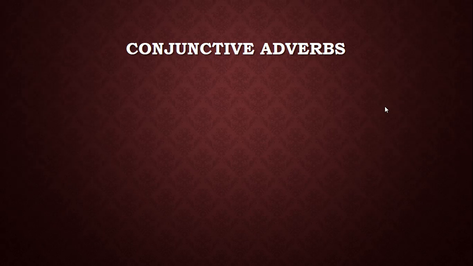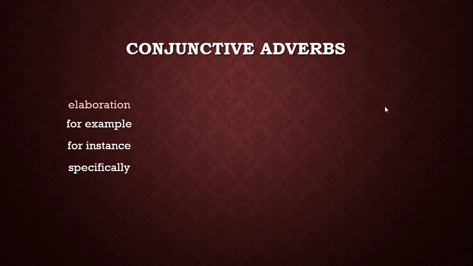Conjunctive adverbs that you can use, there are a lot of them. We're going to look at just a few of them, but there are many that you can use. Here are some that show elaboration. So for example, for instance, specifically, namely could work. But they say that we're going to elaborate, we're going to clarify, we're going to illustrate, we're going to show you what's happening, we're going to make it a little clearer.